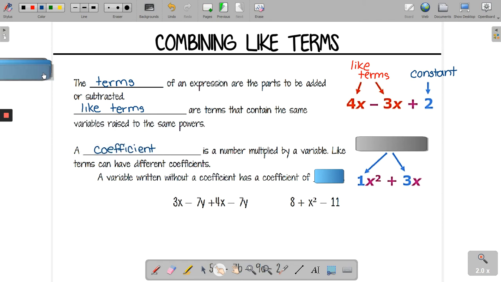So a coefficient is a number multiplied by a variable. Like terms can have different coefficients. So here we have a 4 and a 3. The 4 and the 3 are coefficients, along with the 1 and the 3 here. If a variable is written without a coefficient, it automatically has a coefficient of 1. So this x squared could not have this 1 in front of it, or we can have the 1. Either way, it's still a coefficient of 1.